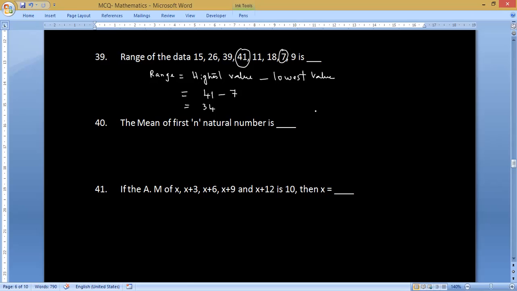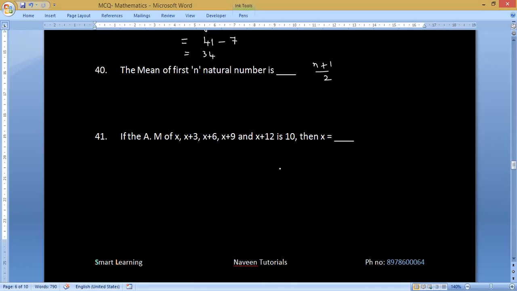So the mean of the first n natural numbers is n plus 1 by 2. Okay.